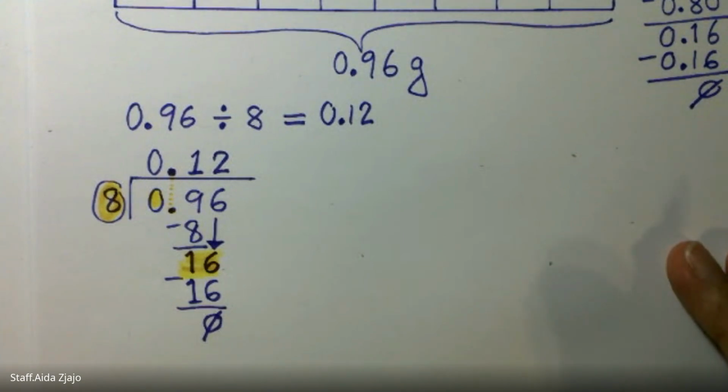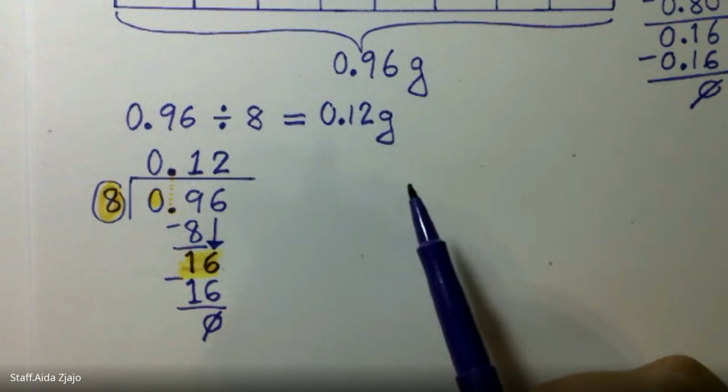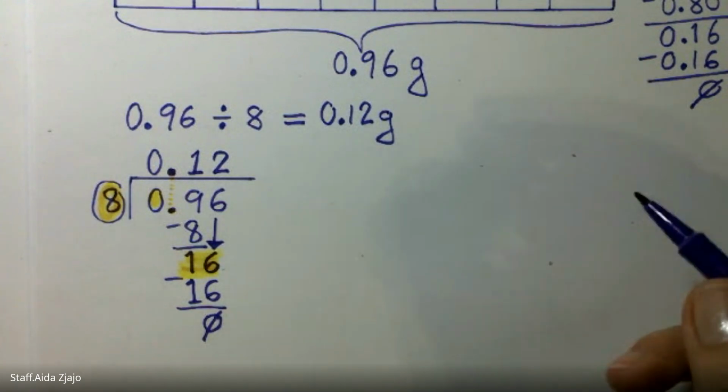12, 1200, sorry, grams. So that's another way. There are different possibilities, guys.